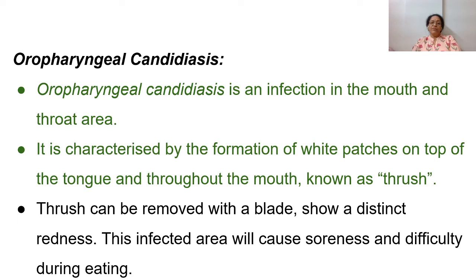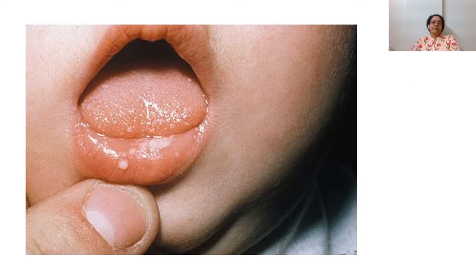Thrush can be removed with a blade, or it can be removed using various types of buds, and at that time it shows distinct colored redness. This is called an erythematous type of condition, and this infected area will cause soreness and difficulty during eating. Such a type of thrush is widely observed in bottle-fed infants. So here you can see such a white colored coated tongue during infections by Candida albicans in case of infants.